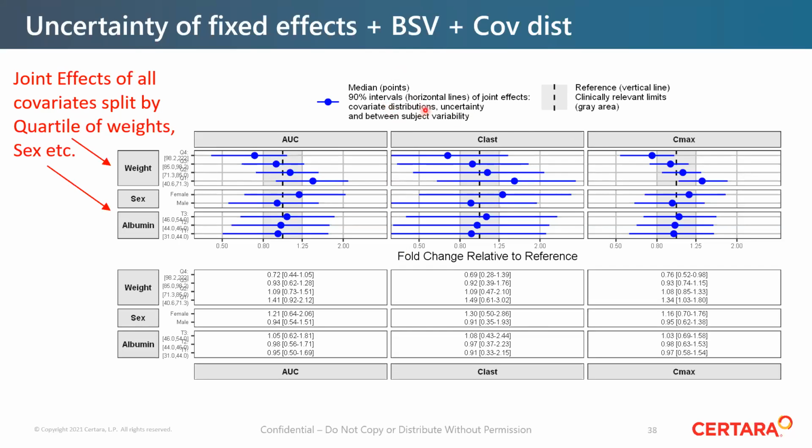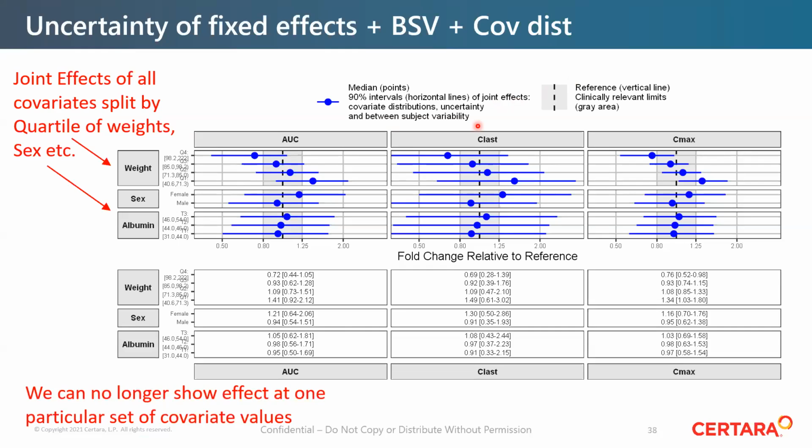But it's important whenever you do any simulation to explain what it is in your text. So you have an argument to write whatever you want in the legend. It's super easy. It's one argument. You write any text you want, and boom, you have it. So it's joint effect, etc. Covariate distribution, uncertainty, and BSV.